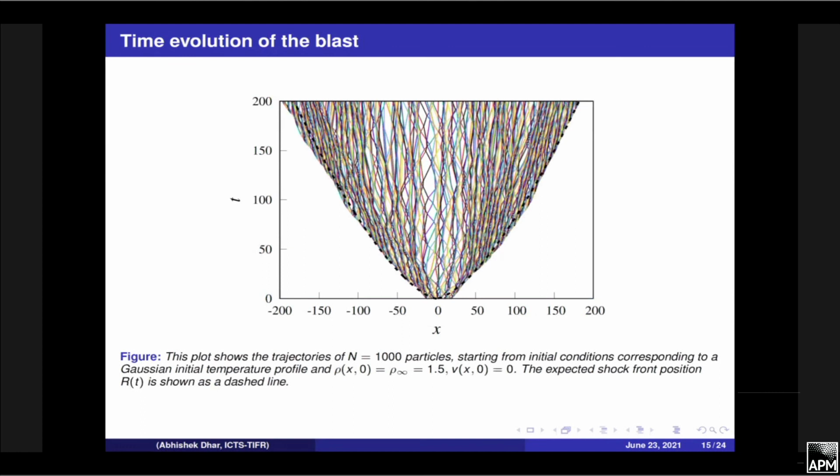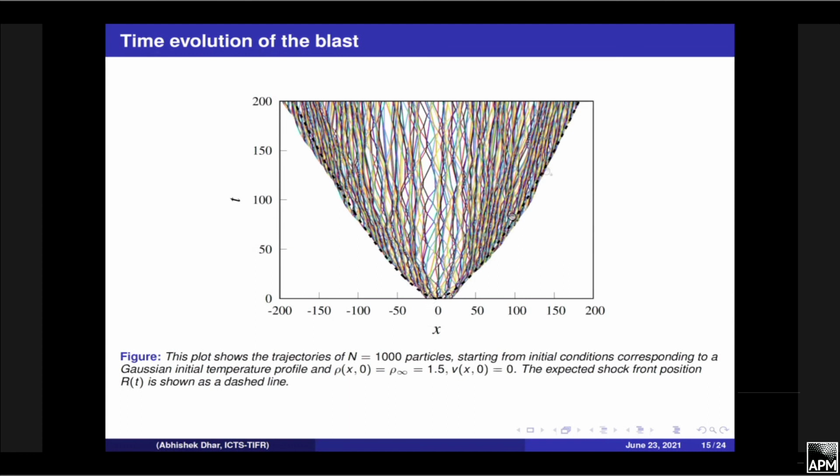If you just look at the trajectories of the particles, this is what it looks like. Initially every particle is at rest except for the central region out here. And then if you plot the trajectories of each particle with time, it looks like this. Out here, it's all cold particles, and these are inside the blast. So this is like looking inside the blast. What are the particles doing?